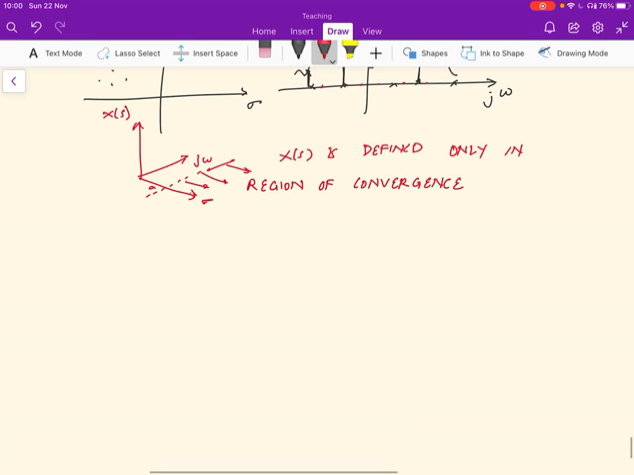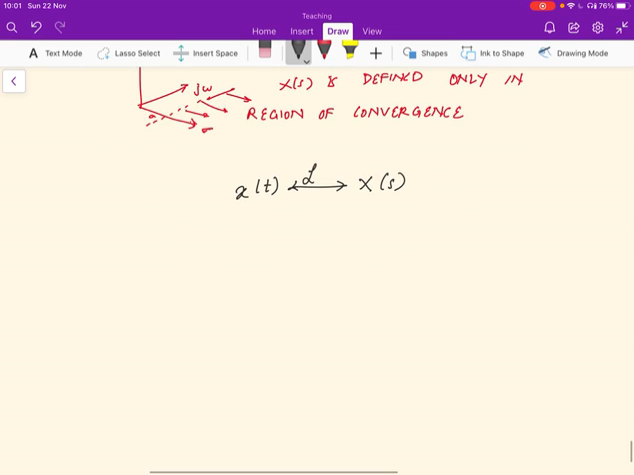Okay, so the way we represent this as before is we say x of t, and instead of the F, we put an L, the Laplace transform is going to be X of s. And of course, it's a bidirectional transform, and the inverse transform is given by x of t is equal to 1 over 2 pi j, integral from sigma minus j infinity to sigma plus j infinity. I'll explain what that is in a moment. X of s e to the st ds.